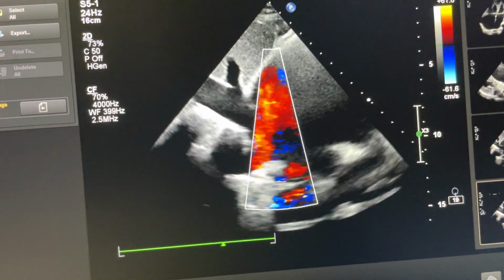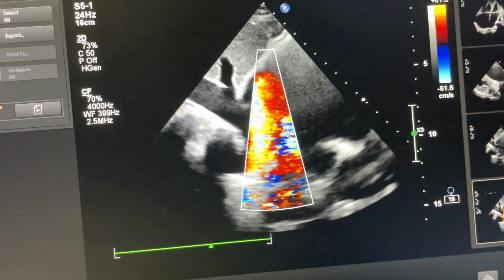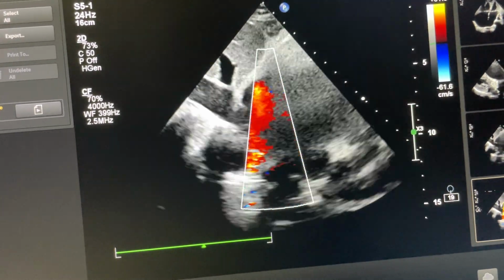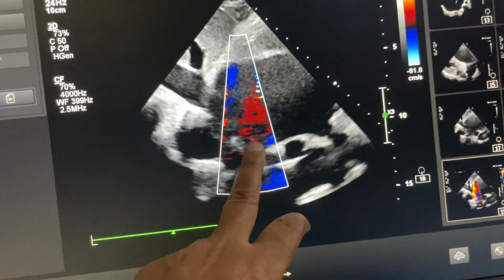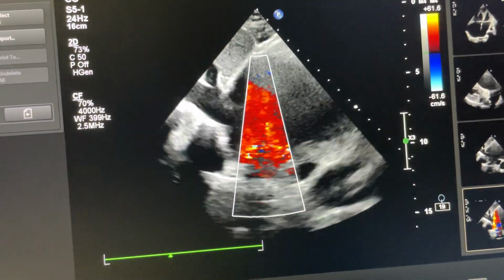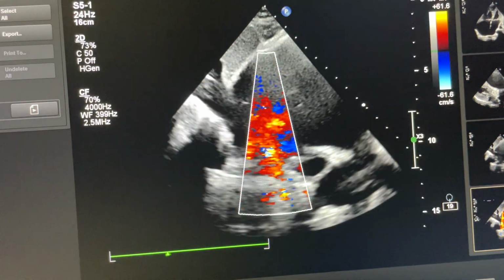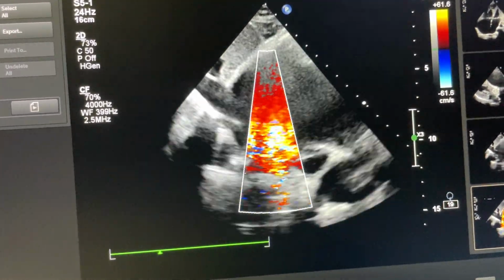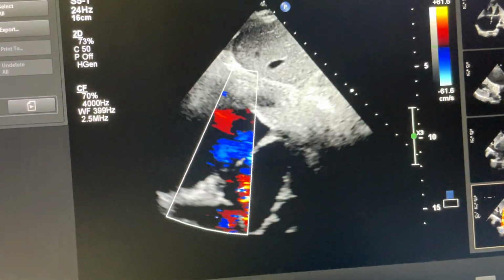Next image, again you see the whole ASD and flow from the left atrium into the right atrium. You see the red flow. This is the left atrium, this is the right atrium. You can see the large ASD of sinus venosus type, IVC sinus venosus.